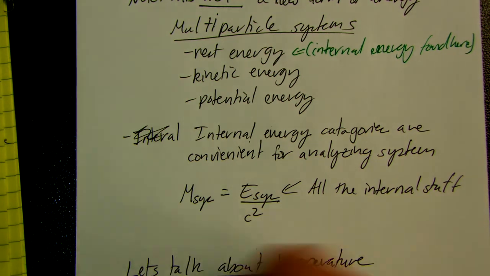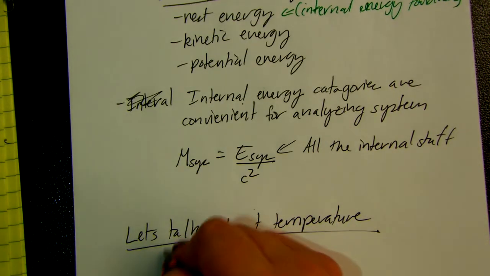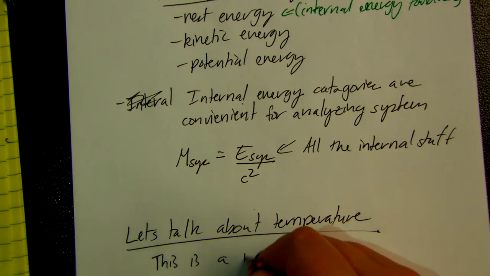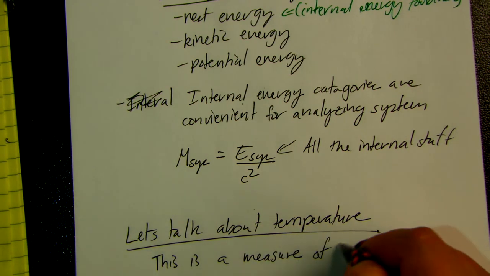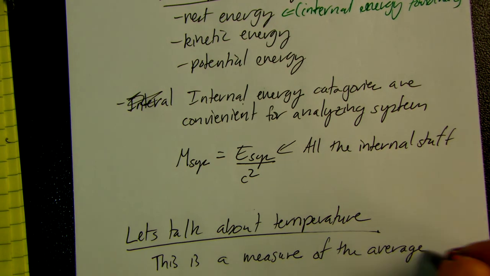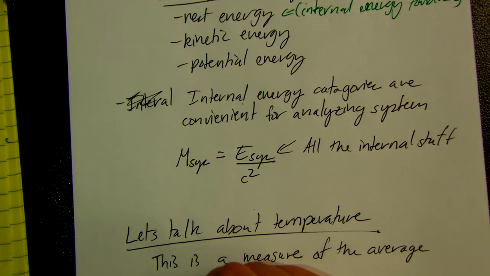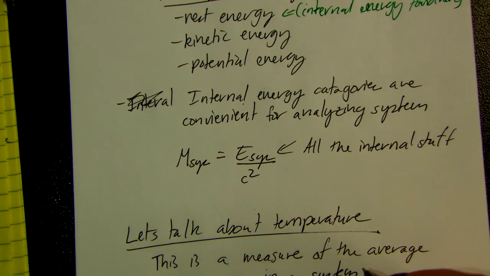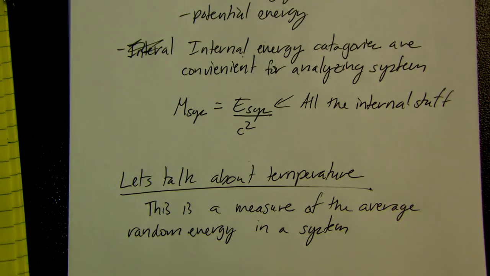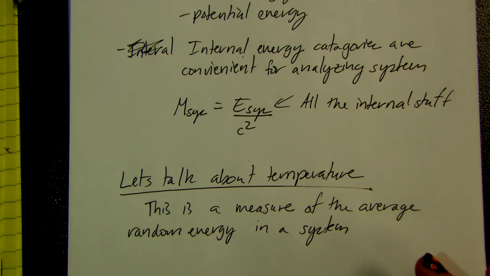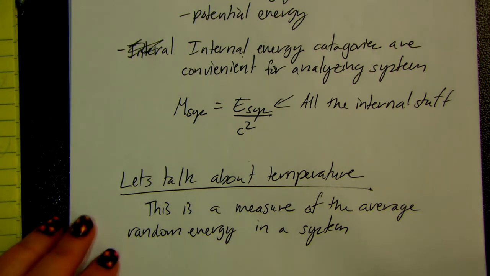Temperature is just such a cool thing. This is a measure of the average random energy in a system. We're going to do a very precise treatment of temperature in chapter 12 if we get there. That may be a little optimistic for this semester. But for now, we need to start thinking about it from the correct state of mind.